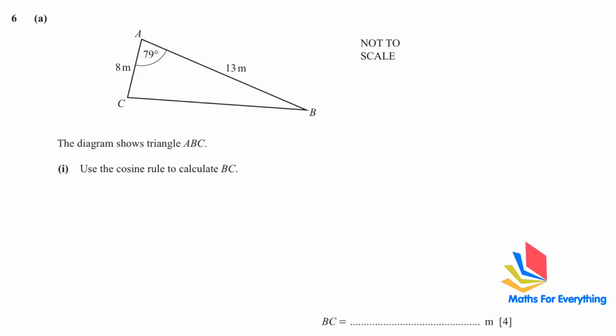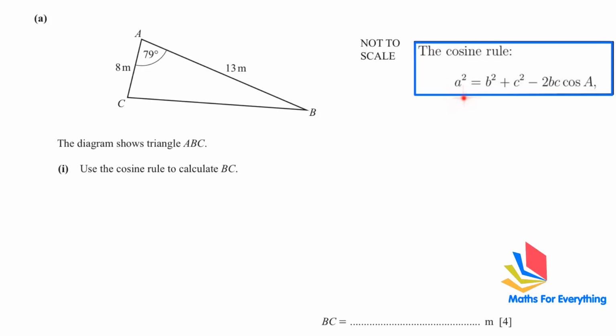Question number 6. This is a trigonometry question. The diagram shows triangle ABC. Use the cosine rule to calculate BC. Two sides and the included angle have been given to us. So the cosine rule is a squared is equal to b squared plus c squared minus 2bc cos A. It's a 4-mark question. Please memorize the rule.